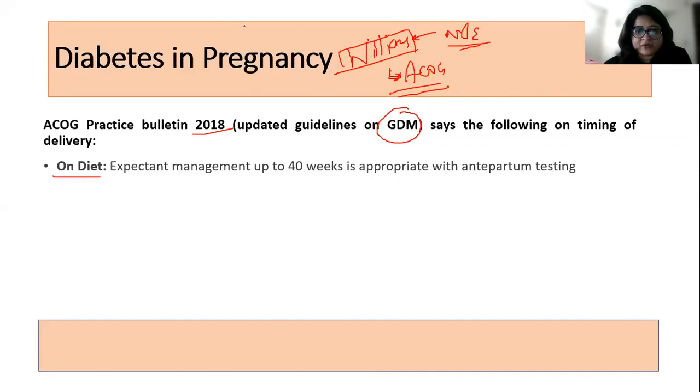Okay, so someone's asking what overt diabetes means. Let me go back to basics. When we talk about diabetes in pregnancy, we have two types. We have pre-gestational diabetes or overt diabetes. That is, the woman is already diabetic. She either has type 1 or type 2 diabetes, and then she becomes pregnant. The second type is gestational diabetes, which is diabetes detected for the first time when she is pregnant.